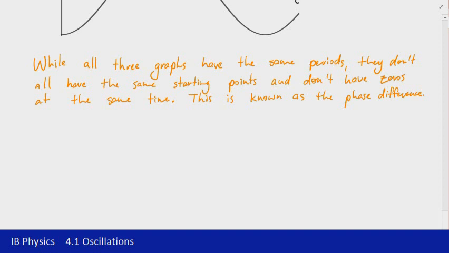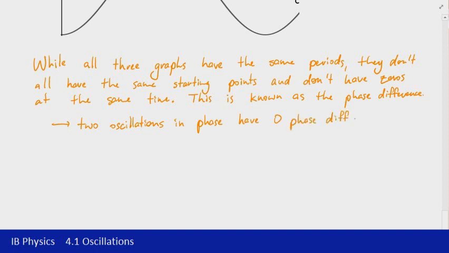Now, if two oscillations are in sync, doing the same thing at the same time, they would be said to have no phase difference. So two oscillations that are in phase. By in phase we mean they're doing the same thing at the same time. They have zero phase difference.